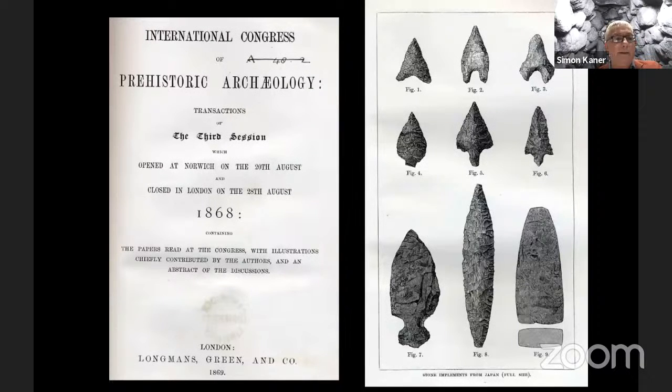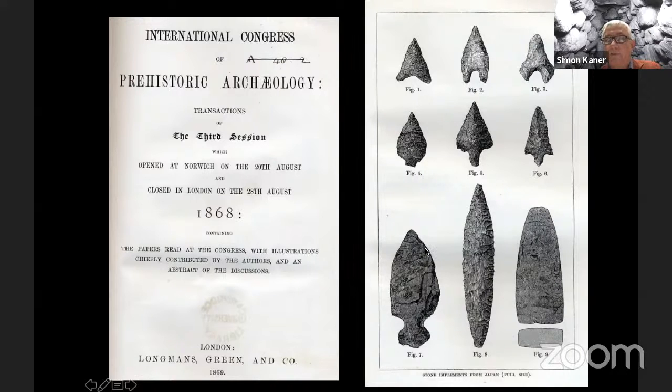1868, the same year that the Meiji Emperor is installed on the chrysanthemum throne, we see the third session of the International Congress of Prehistoric Archaeology taking place in the UK. And with my Norwich hat on, I was delighted when I discovered this actually partly happened in Norwich, partly in London. I was even more delighted when we found that this is perhaps the first paper given at a major international conference about Japanese archaeology.